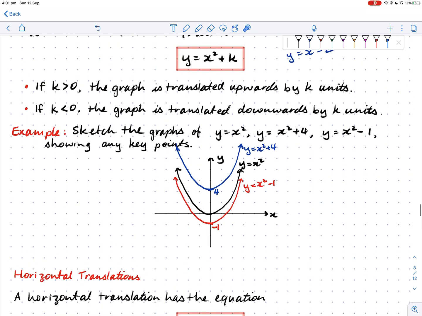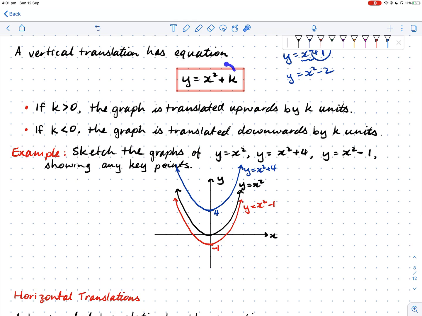All right, so that's our vertical translation. So y equals x squared plus k. The plus k tells you how much you're going and which direction you're going.